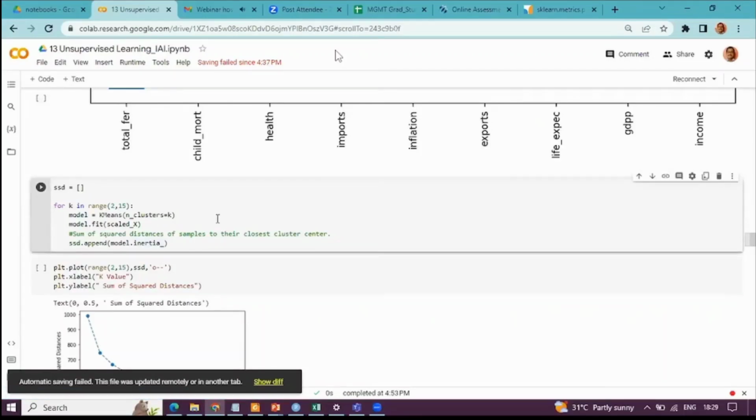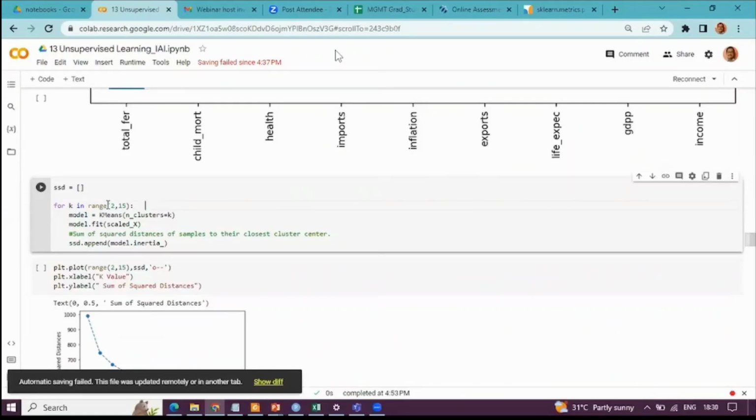What should be the ideal number of clusters? Now, for that, because we do not have an explicit way, we have to try out all combinations, and based on that, we'll have to come out with the best possible clustering number.